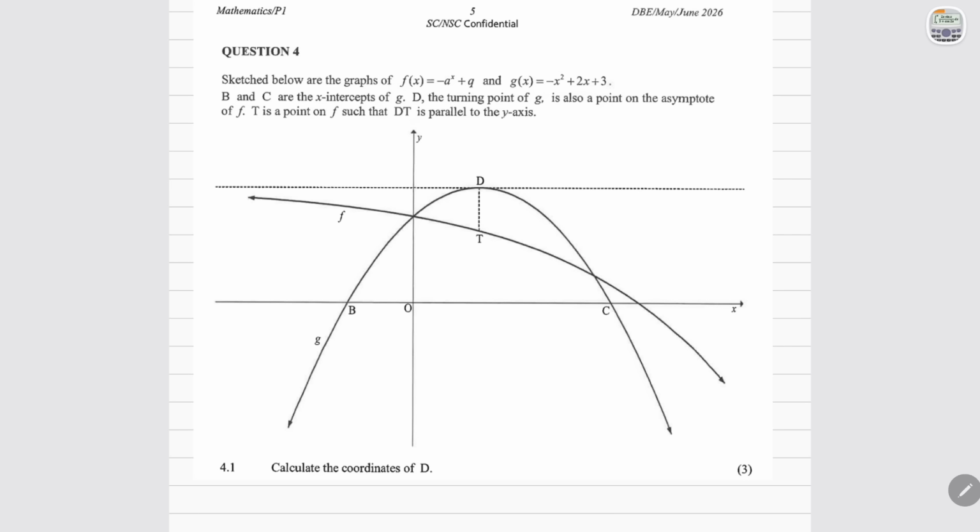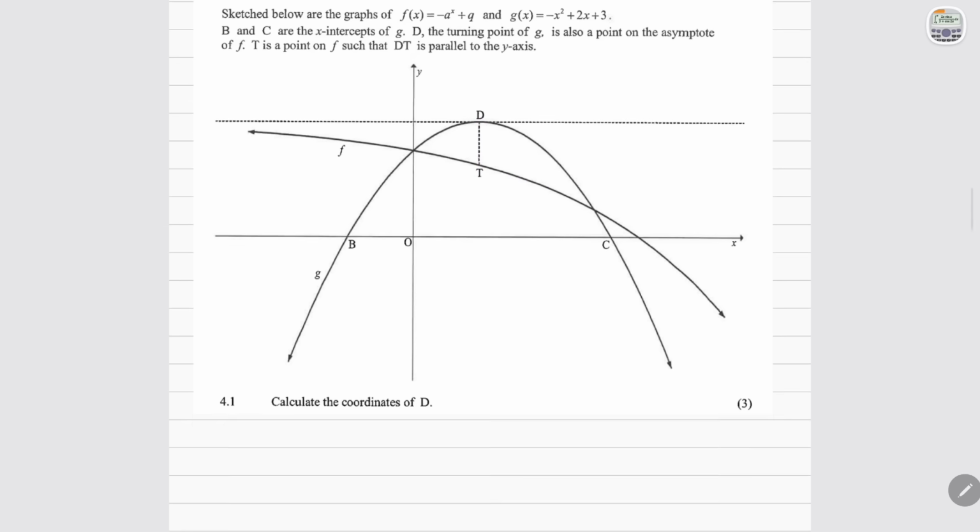And then they also tell us that B and C are the x-intercepts of G, as we can see over there. And then D is the turning point of G, and it is also a point on the asymptote of F. So if you find D, then you know what the equation of this asymptote is. Then they tell us that T is a point on F such that DT is parallel to the y-axis. So you can see that this point has an x and a y value. This also has an x and y value. Do you see that these 2 points would share the same x value? So we know that about that.